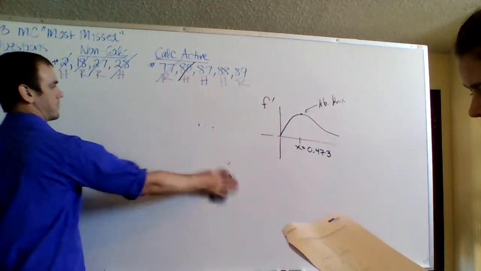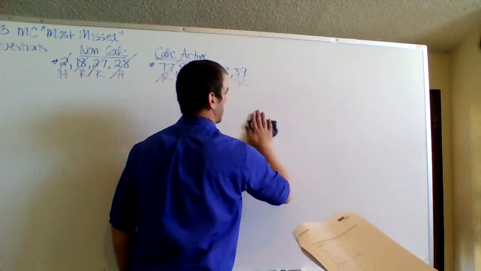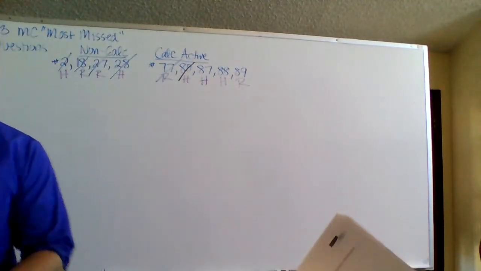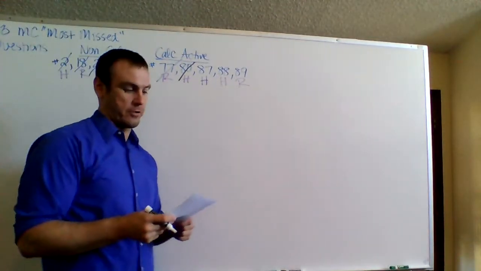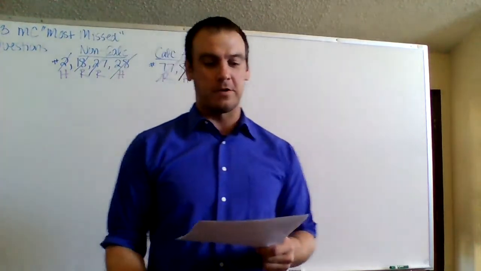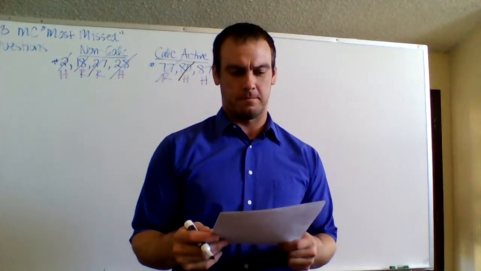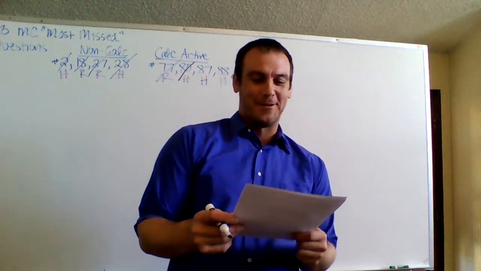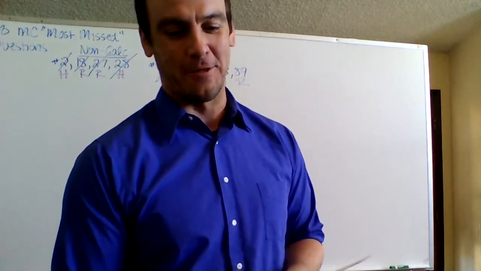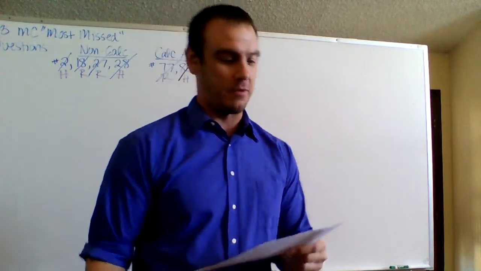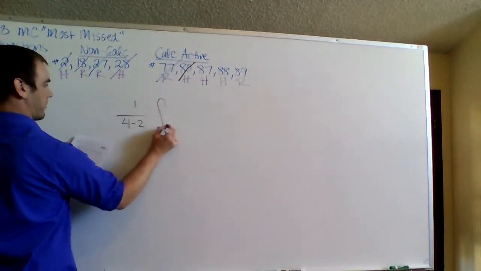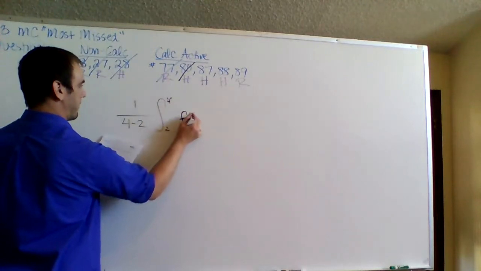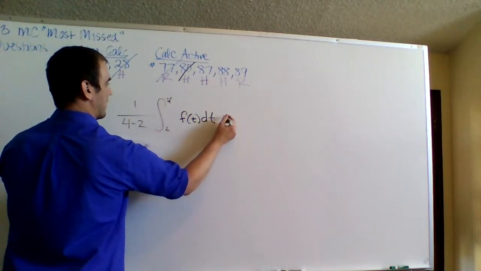So 88, I'll probably just show you guys so that we don't have to write out all 5 of these graphs. But let Mr. Herney read it to you and give you the gist of what the problem's saying first. All right, so on the closed interval 2 to 4, which of the following could be the graph of a function f with the property that 1 over 4 minus 2 times the integral from 2 to 4 of f of t dt equals 1.